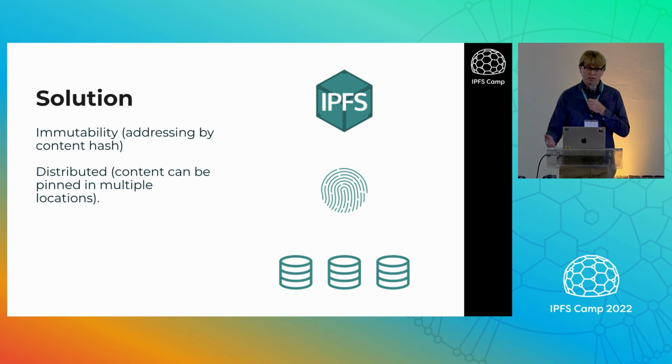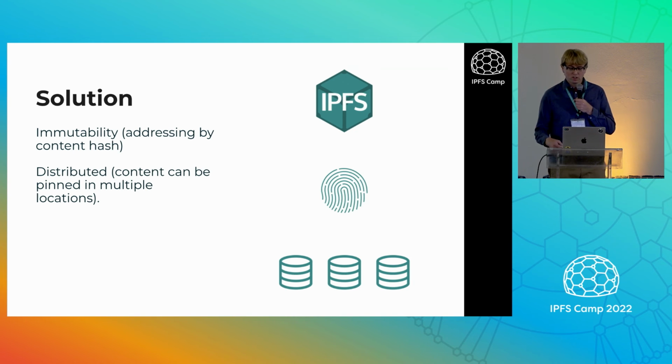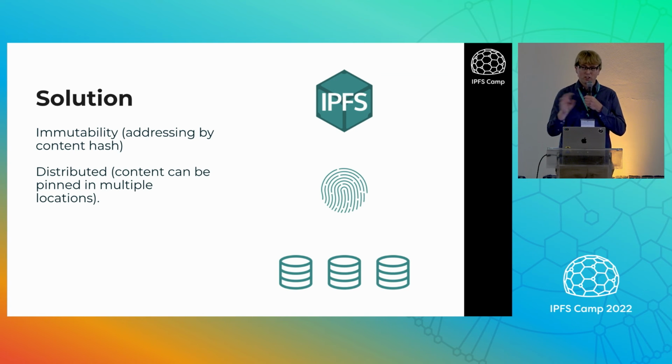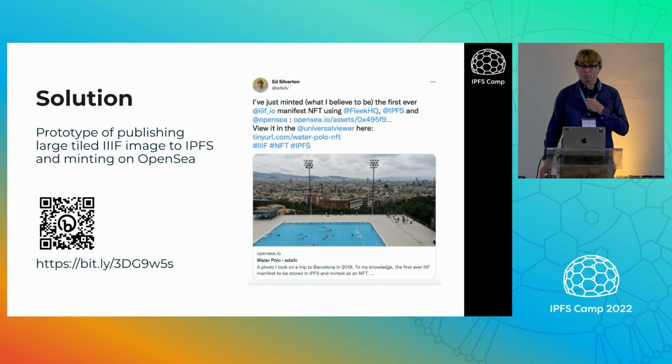So I've been a big fan of IPFS pretty much since it came out. It's got really interesting properties: immutability, so addressing something by its content hash, and it's verifiable in that regard. It's also distributed, so content can be pinned in multiple locations. So when you request something, you're definitely getting back the thing you asked for, and if it's not on a server, it could be on another server elsewhere. So this is quite a nice solution potentially for the Exhibit problem.